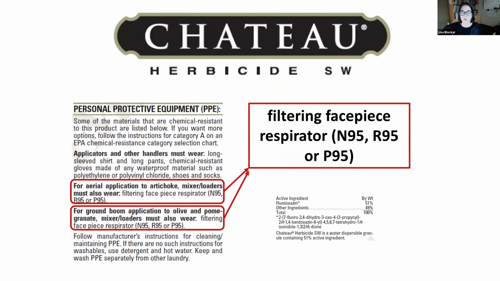Okay, so this is the Chateau label. Can you tell I'm a weed scientist? So first of all, I want to tell you that for the different uses of this pesticide, there are different respirator requirements. They're very similar, but they're two different respirator statements. So read that closely. And so it very specifically says filtering face piece respirator, and it specifically says N95, R95, or P95.